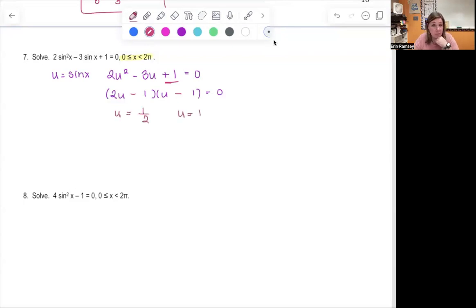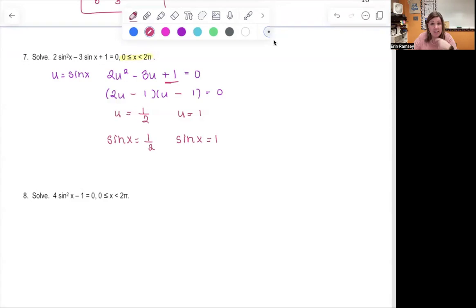So this one comes out pretty similar. U equals positive 1/2 or U equals positive 1. So, whoops, we're not doing cosine this time. We're doing sine. So either the sine of x equals 1/2 or the sine of x is equal to 1. Again, only looking from 0 to 2 pi. So once I get my numbers on the unit circle, I'm all done.